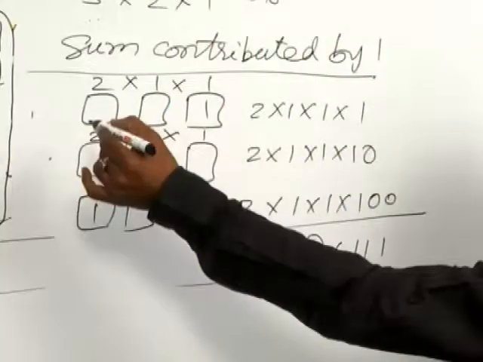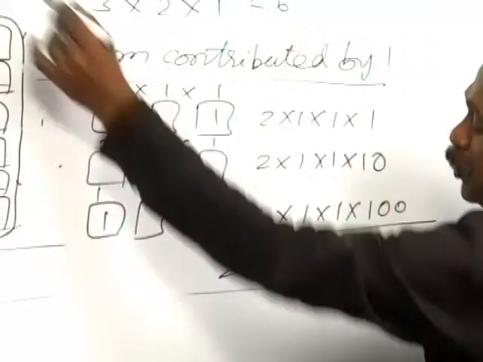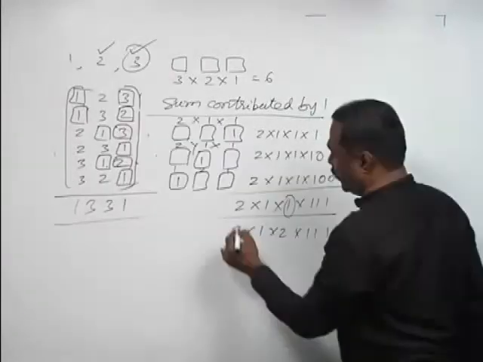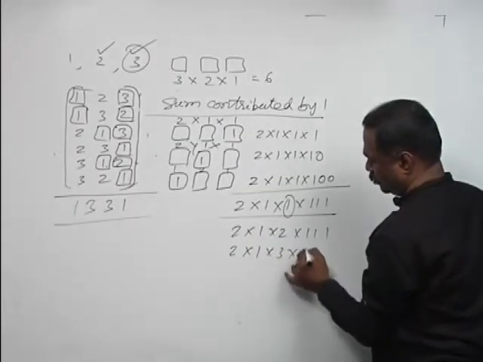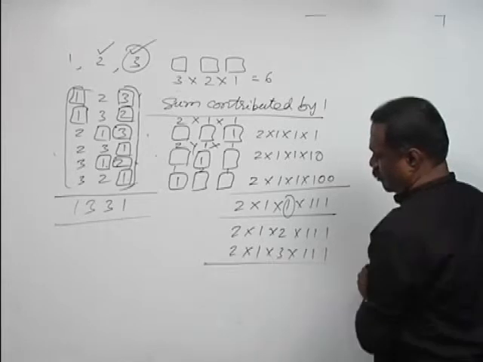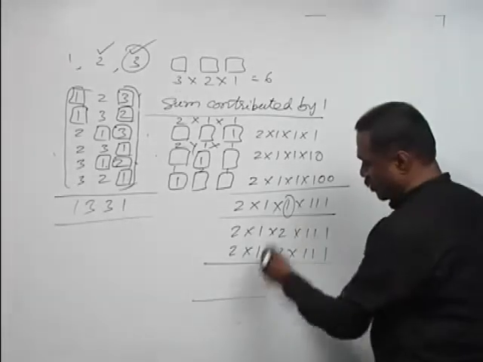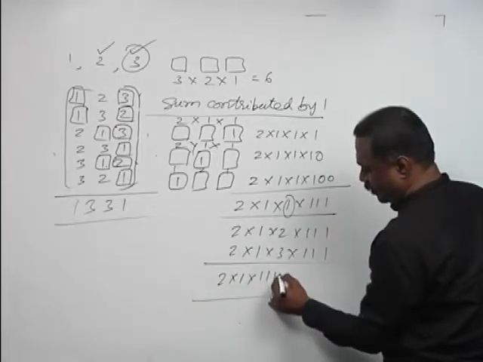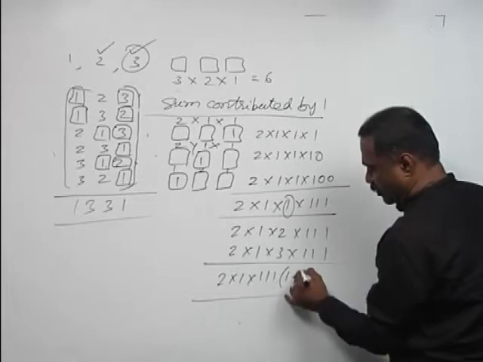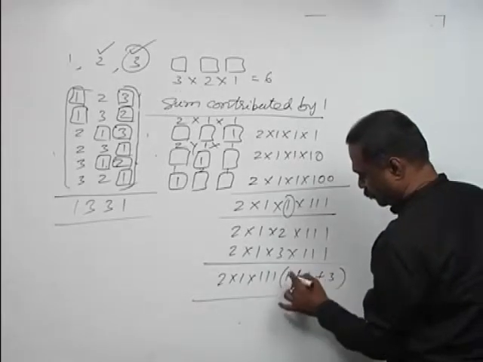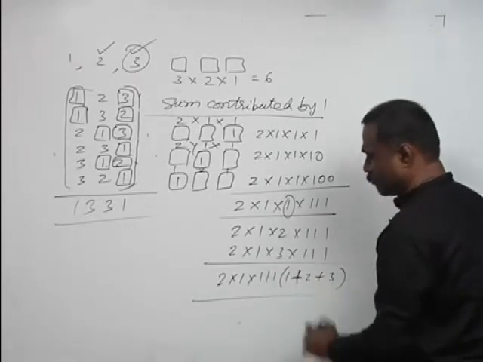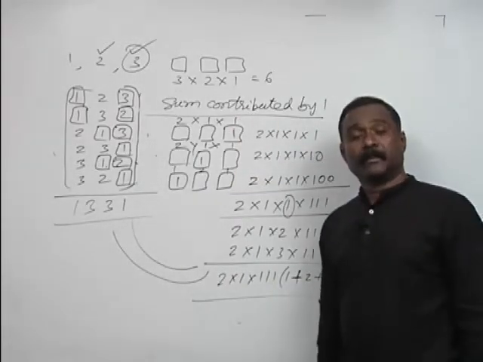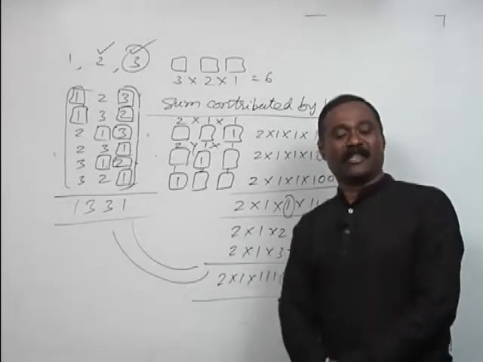Similarly, sum contributed by 2 will be, similarly, sum contributed by 3 will be. If you add all this, then you will be getting 2 into 1 taken common, into 111 also taken common, into the sum of the digits, 1 plus 2 plus 3. This will give you 1331. In a similar manner you can solve this problem also.